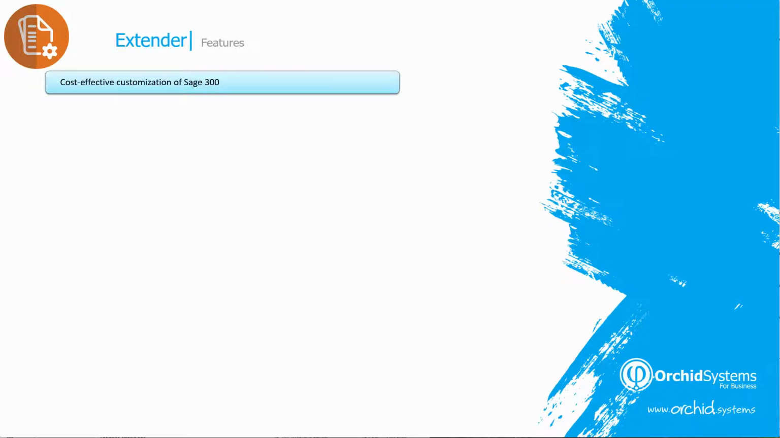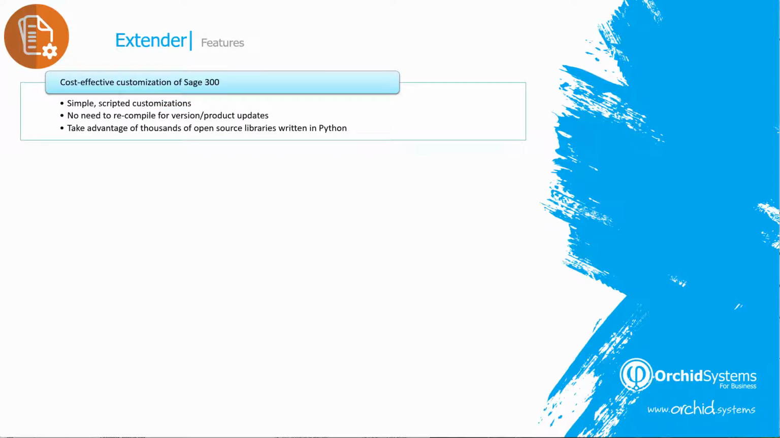Extender allows you to apply cost-effective customizations to Sage 300. The customizations are done using Python and are deployed in a scripted manner. Therefore, there's no need to recompile versions and product updates between product update upgrades or version upgrades. And because these scripts are written in Python, you can take advantage of the thousands of open source libraries available for Python.